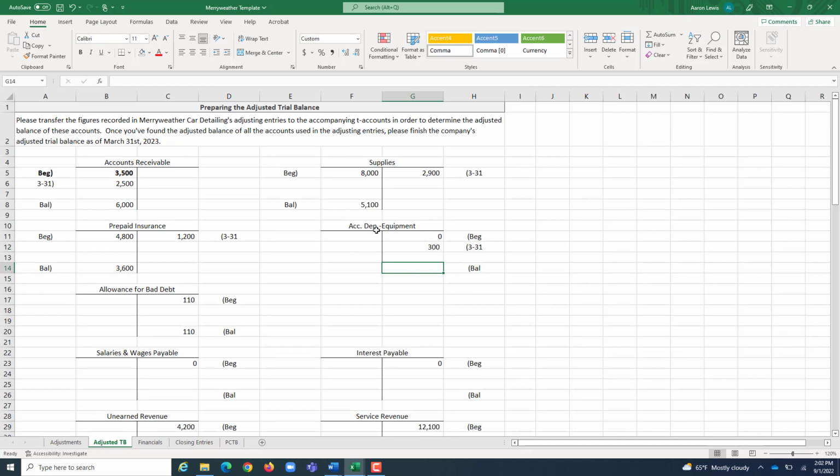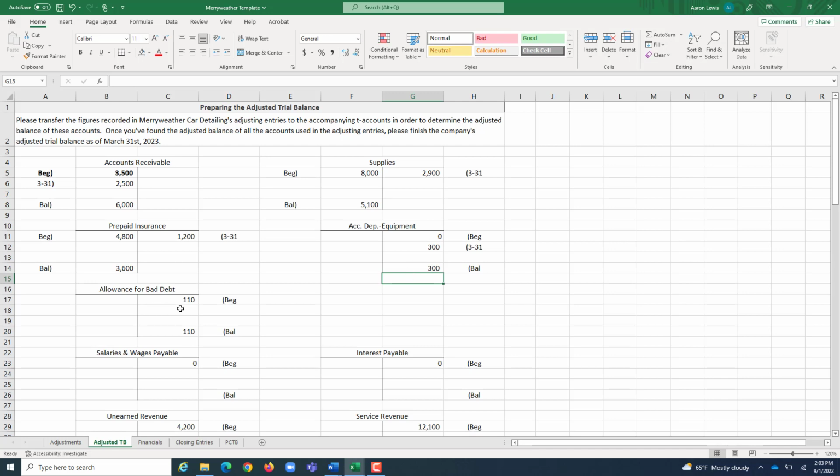Accumulated depreciation, like all contra asset accounts, has a normal credit balance. So we can find the balance of its T account by taking the sum of all of the credits and subtracting the sum of all of the debits. And our balance now of accumulated depreciation is $300, which makes sense because it was $0 and we just added $300 to it.